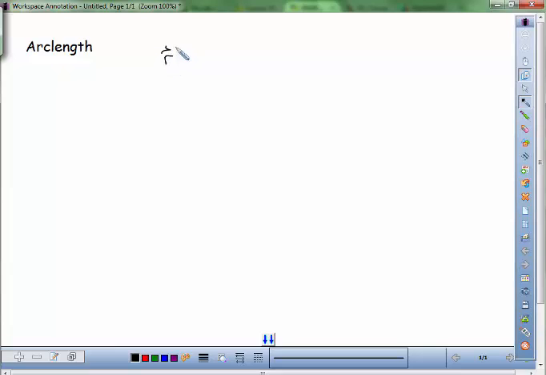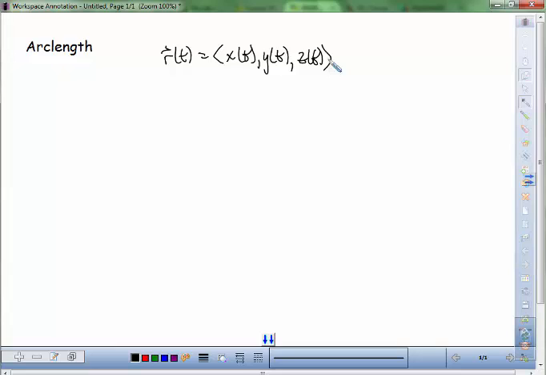So remember that we have our r of t, and let's put this in three-dimensional space. But let's also remember that we can always fall back to 2D if we need to. And also remember that we can extend this to 4 or 5 dimensions or higher if we wanted to. But again, for the sake of visualizing it, we'll stick with 2 and 3 dimensions. So our r takes a real number and sends it to R3. So we're talking about a vector valued function.